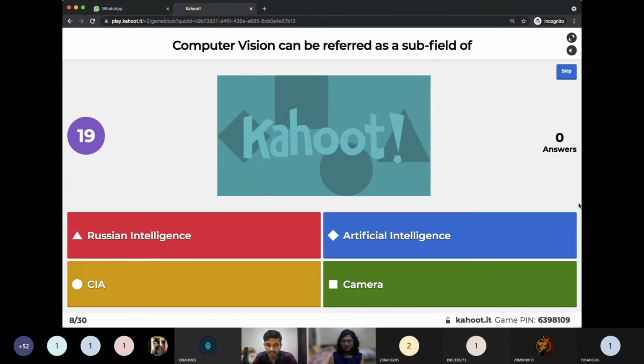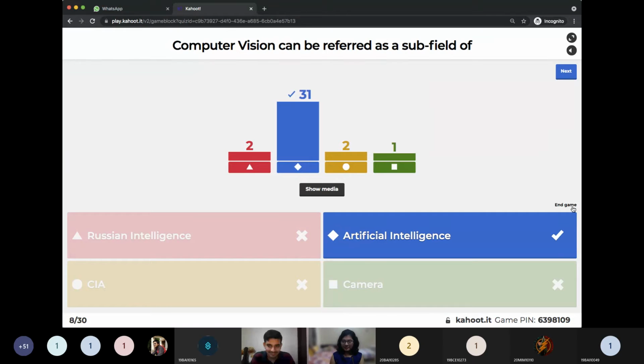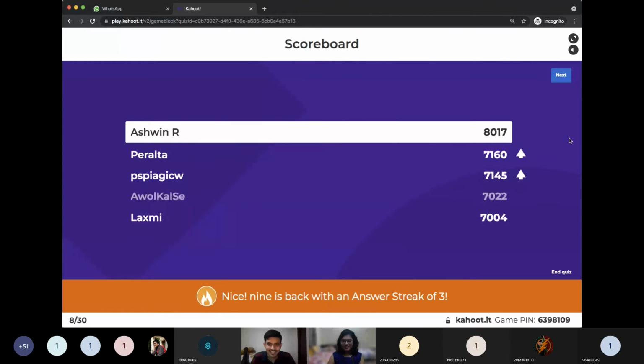Computer vision can be referred to as a subfield of Russian intelligence, artificial intelligence, camera, or CIA? Okay. You have 5 seconds. People are trying to answer it before time. That's good. 31 got it correct. Okay, that was an easy question though. Let's see the leaderboard. We have changes. Okay. That's great. Okay, that's good.